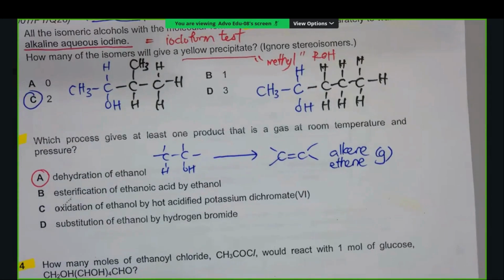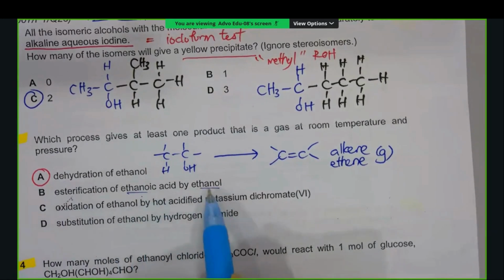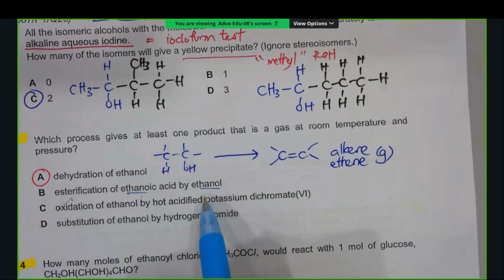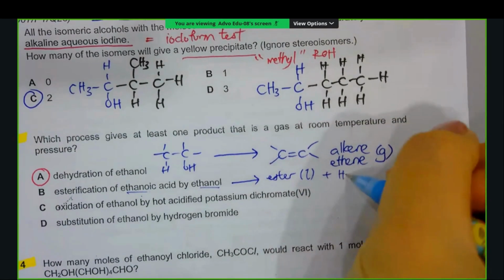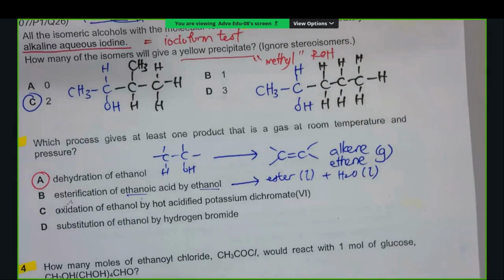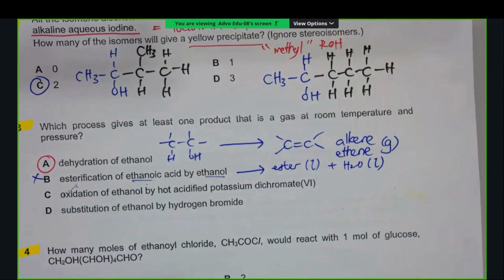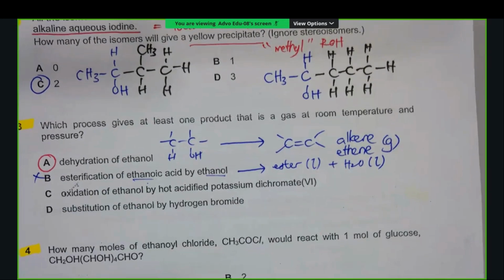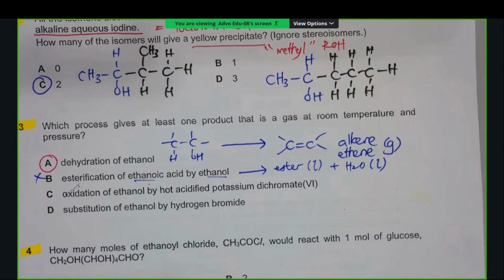Okay, let's figure out why the others are not. For this one, when you merge the two, ethanol is a liquid from O level, and ethanoic acid, which is vinegar, is also a liquid. You merge two things together, it cannot be a gas. So your ester is a liquid, and your byproduct water is of course a liquid. Wait, I thought ester is like a gas because it's sweet smelling. Sweet smelling liquid. It can probably vaporize easily, but it is definitely not a gas at first.